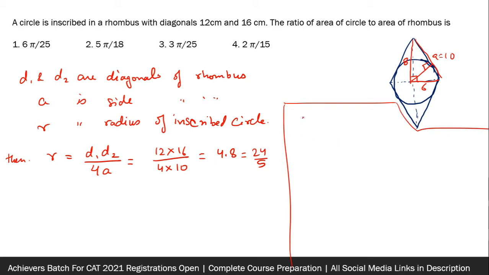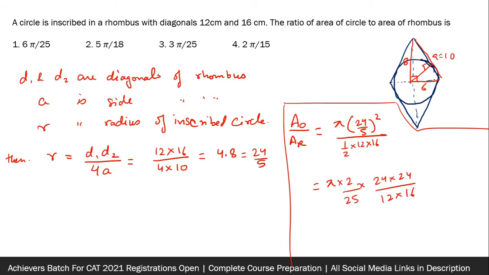The question is area of circle upon area of rhombus. So area of circle is pi into 24 by 5 squared, upon area of rhombus, which will be half d1 d2. Pi will come here. I think 2 and 24 make 48 and 16 into 3 is 48. So we directly get the answer as 6 pi by 25, which is our first option.